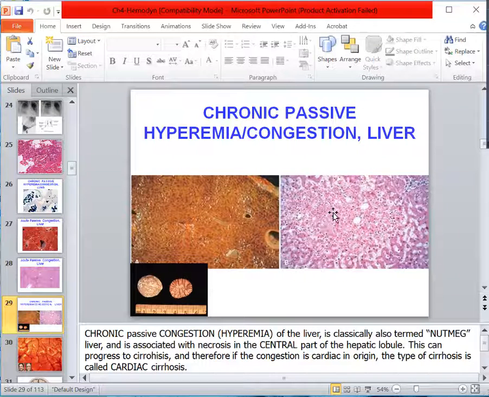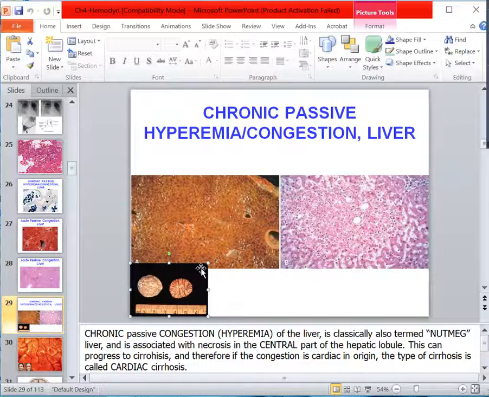And here we go. Chronic passive congestion in the liver. We can now see necrosis in the central portion of the hepatic lobule, which the pathologist would call central lobular necrosis, seen with chronic passive hyperemia, or technically congestion in the liver.